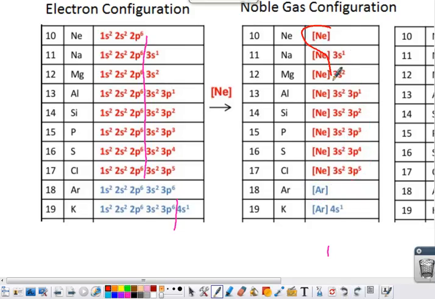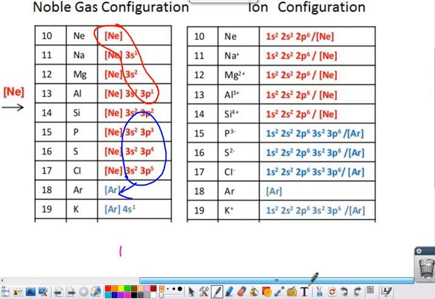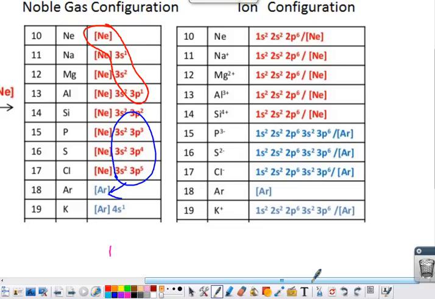These elements here are close to neon. These elements down here are closer to argon, and their ions follow that pattern. So sodium loses 1 electron, and then it looks like neon. Magnesium loses 2 electrons, those 2, and it looks like neon. Aluminum loses 3 electrons, and it looks like neon.